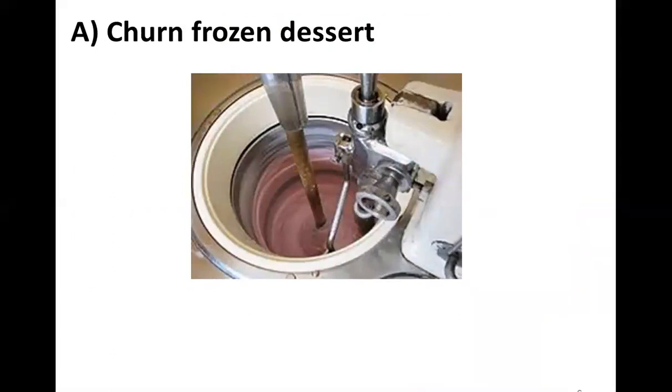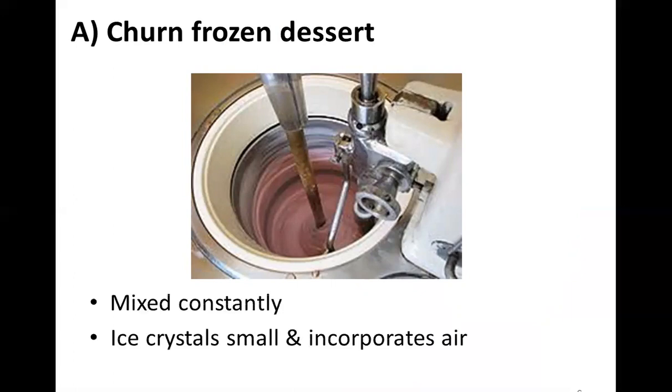Churn frozen means they are mixed constantly while being frozen. If they were not churned, they would freeze into solid blocks of ice. The churning keeps the ice crystals small and incorporates air into the dessert, and it makes the dessert lighter.